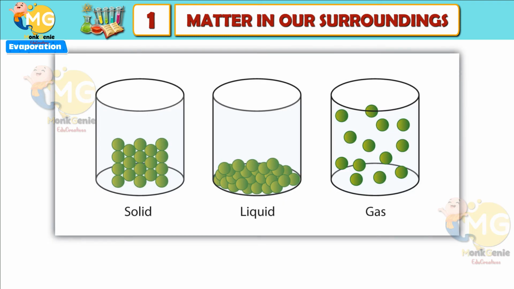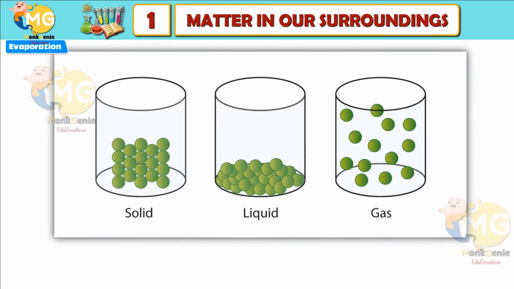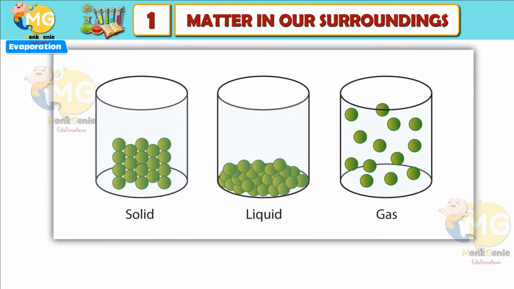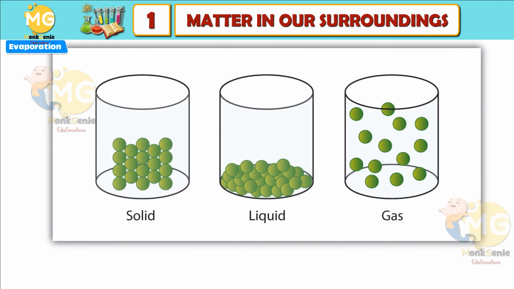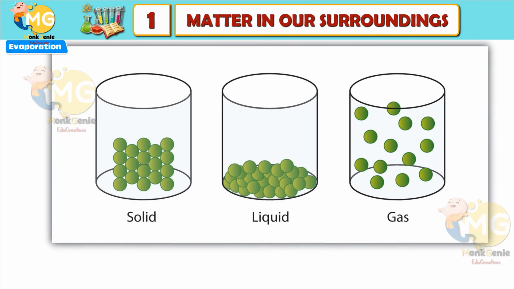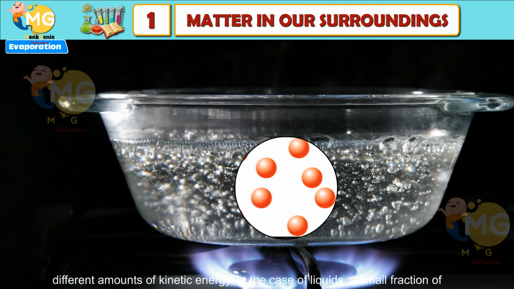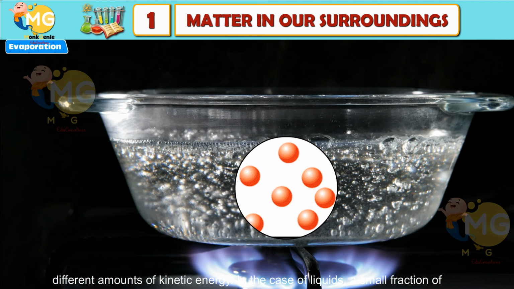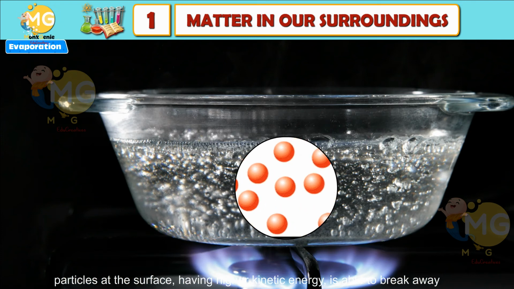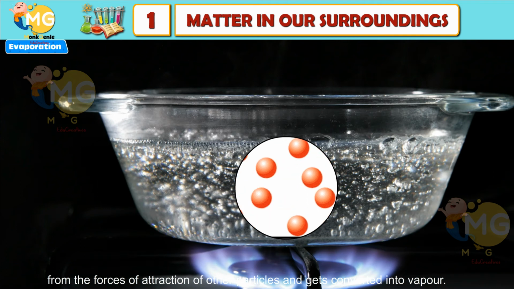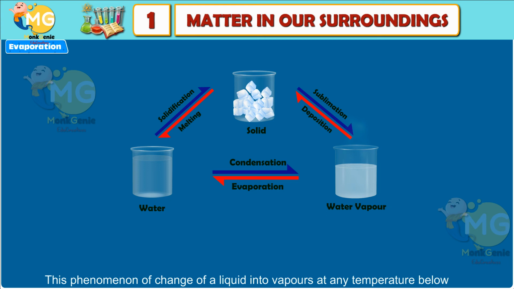Evaporation. Water, when left uncovered, slowly changes into vapor. Wet clothes dry up. We know that particles of matter are always moving and are never at rest. At a given temperature in any gas, liquid, or solid, there are particles with different amounts of kinetic energy. In the case of liquids, a small fraction of particles at the surface having higher kinetic energy is able to break away from the forces of attraction of other particles and gets converted into vapor. This phenomenon of change of a liquid into vapors at any temperature below its boiling point is called evaporation.